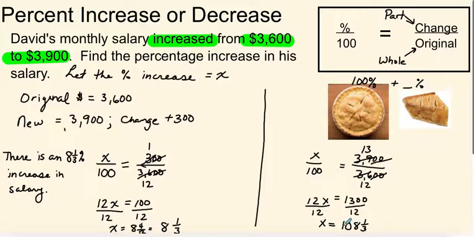So notice that in this instance, the percent that we got, the 108 1/3%, represents the 100% of the pie plus the 8 1/3 increase. So this is the new percent, right, when compared to the 100% original. That's pretty neat.